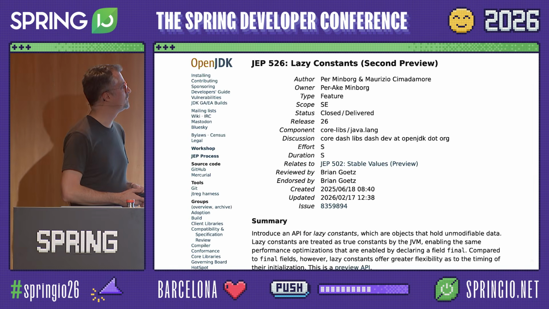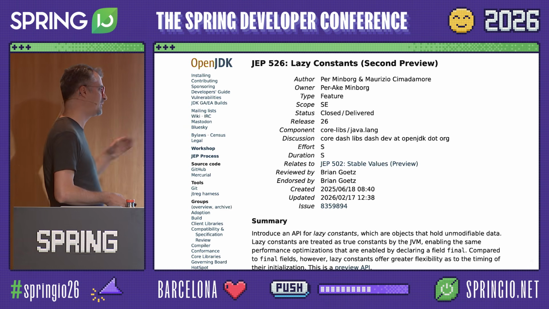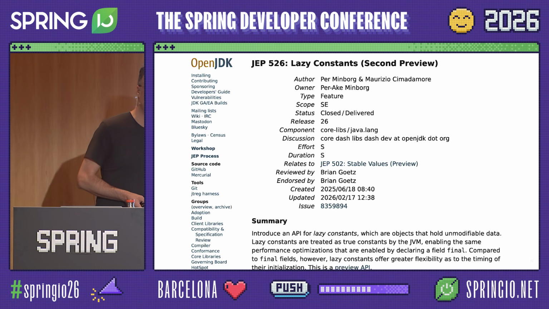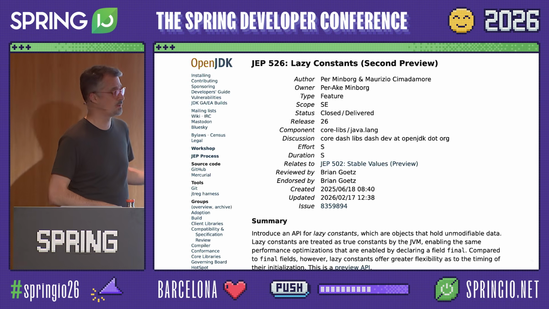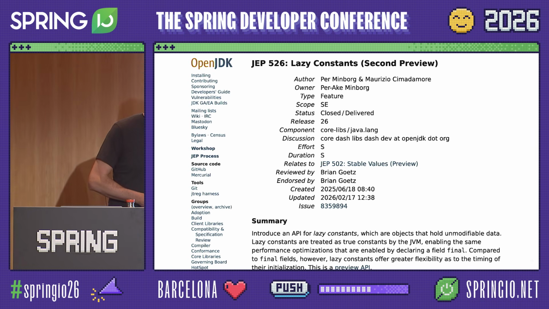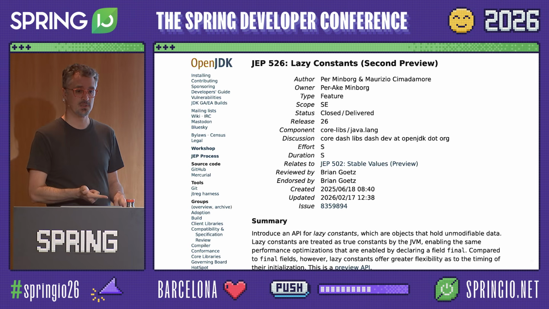The first related effort is lazy constants. Lazy constants are a bit like final fields, but they provide a more flexible behavior for the initialization. For example, you can initialize lazy constants after the constructor. You can initialize it just one time, and the content will not be null.